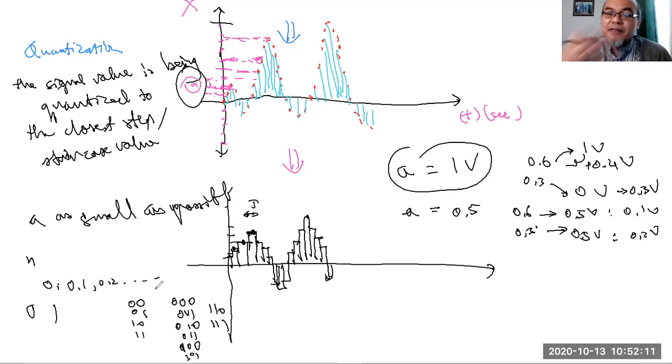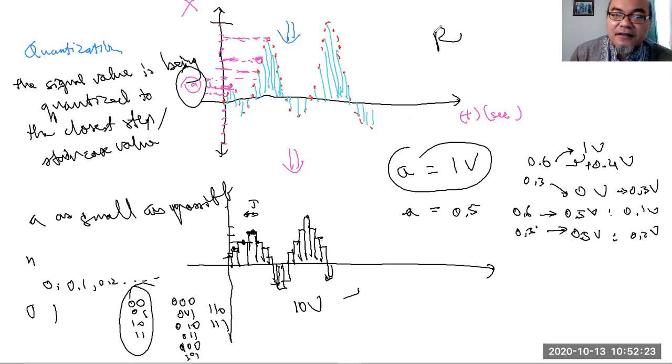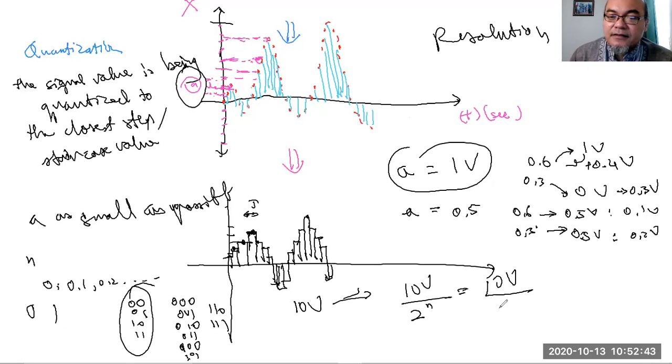Then this depends on the reference voltage. So if we have, for example, a reference voltage of 10 volt, and we have only 2 bits of resolution, as we call it, then the 10 volt will be divided by 2 to the power of n. If n equals 2, the 10 volt divided by 4. So what is the level? 2.5 volt. The delta A will be 2.5 volt.